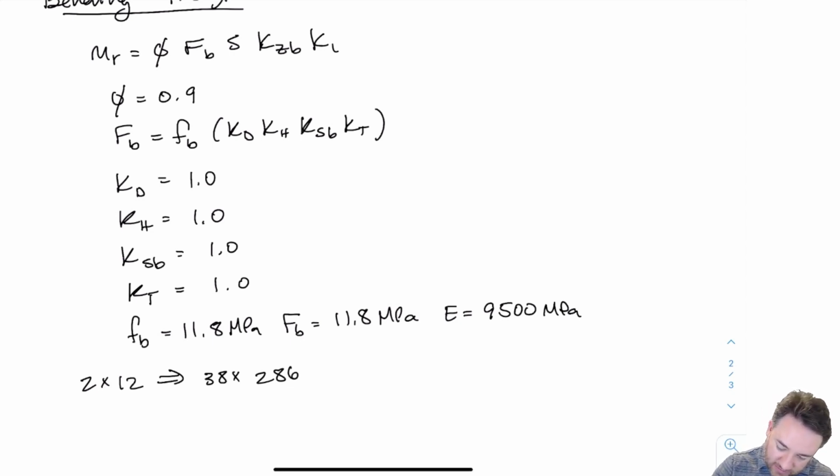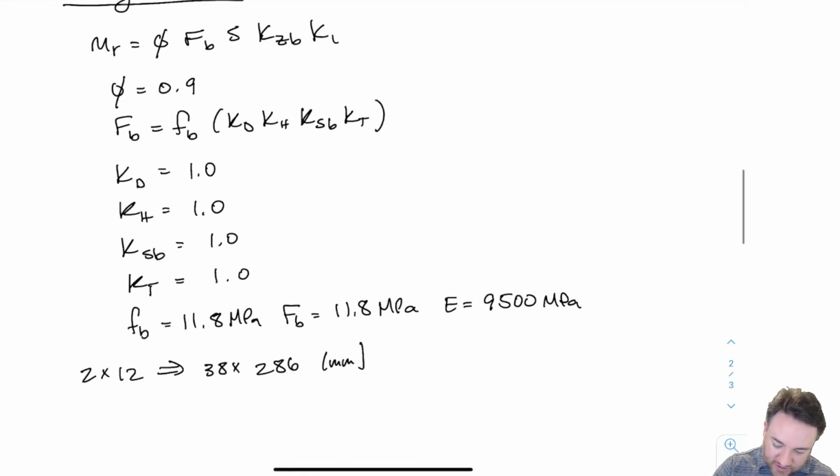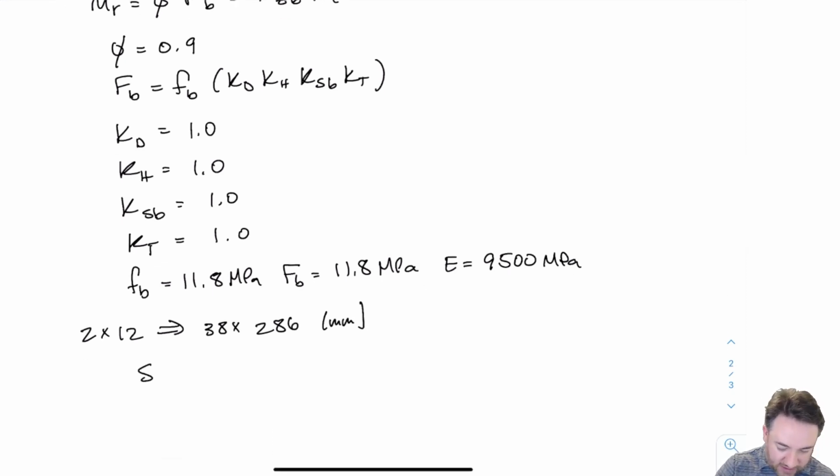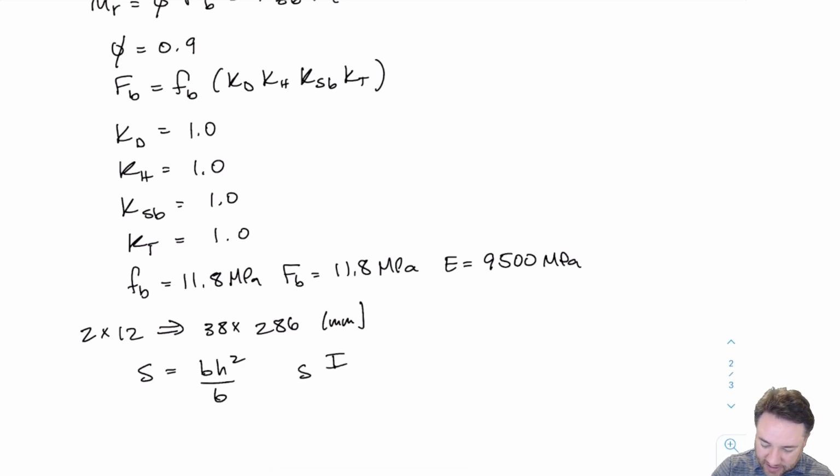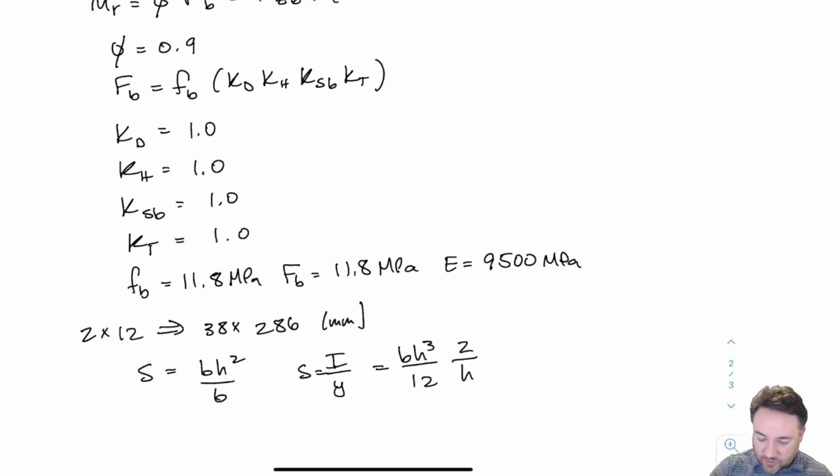All of that is in millimeters. And so our S, if you remember, the calculation for S is BH squared over 6. Do you remember that S equals I over Y, right? This is for rectangular section only, by the way. I is BH cubed over 12. Y is H over 2. Right? So then we cross this out, this becomes 6, this becomes 2, this gets crossed out, and I get BH squared over 6. Okay, so that's for a rectangle.